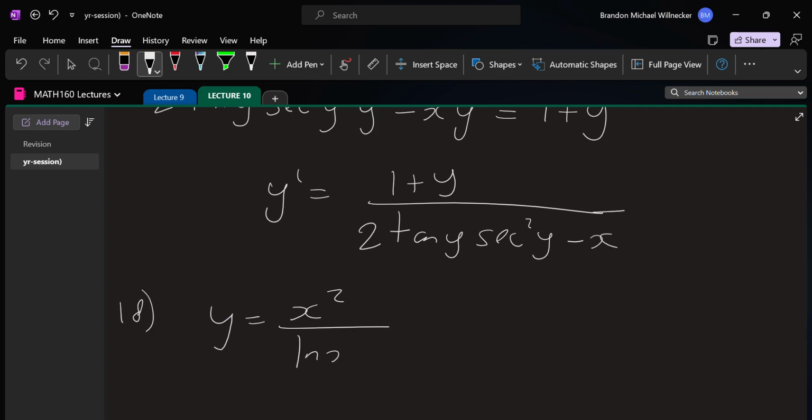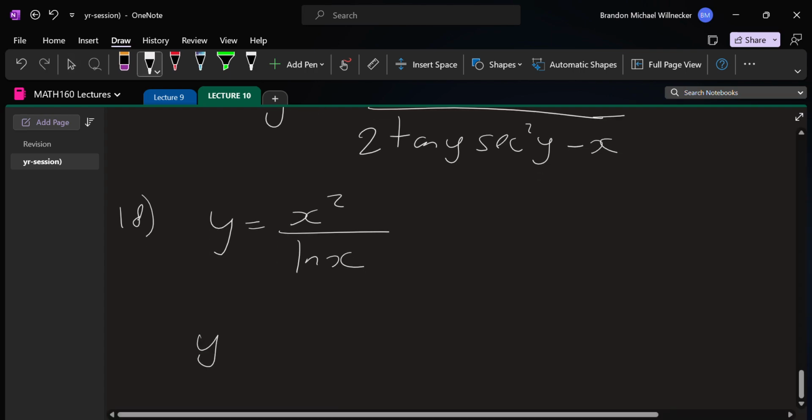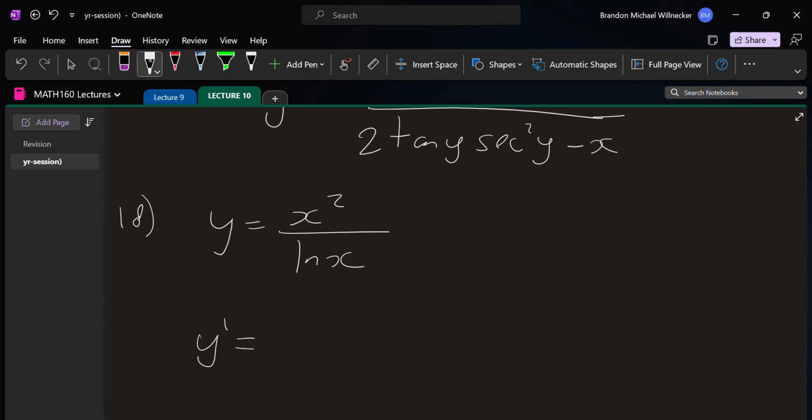18. Okay, so here we have y is equal to x squared over the natural log of x. Okay, again, we've got the quotients. So some f at the top, some g at the bottom, and we want y prime. Okay, so again, if you forget what the formula is, f prime g minus g prime f over g squared.